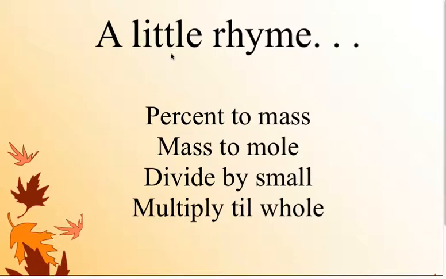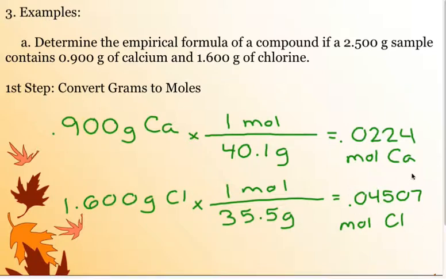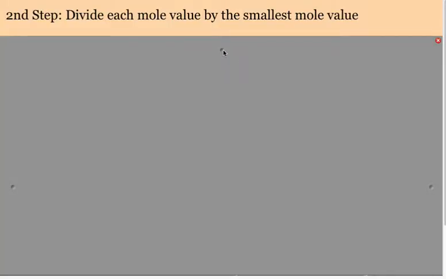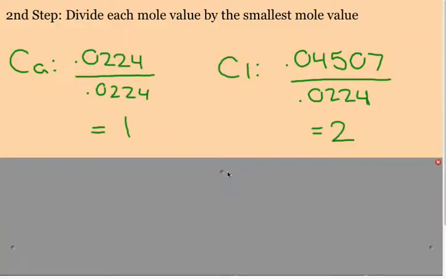So looking back at our rhyme, we didn't have to do percent to mass. We did mass to mole. Now what we're going to do is called divide by small. We're going to look at these mole values and ask which one is the smallest value. Obviously 0.0224 is smaller than 0.04507 as a number. So we're going to divide both of them by that number. I took calcium, and it's divided by itself, so obviously that's 1. And when you do chlorine, you get approximately 2. And it's not exactly 2.